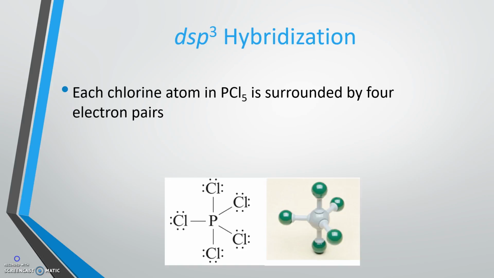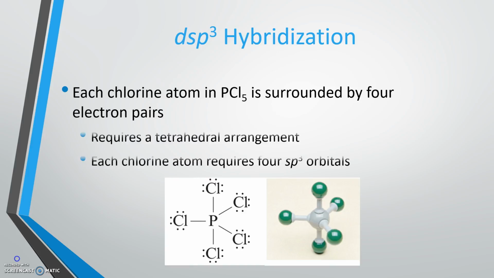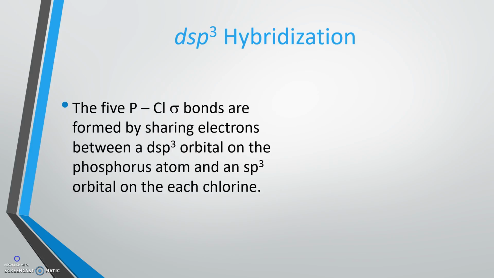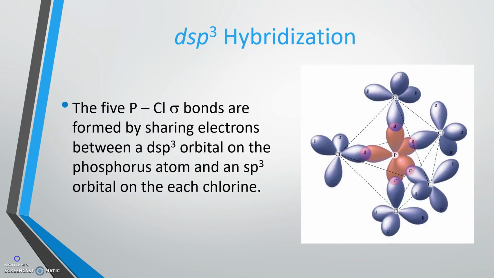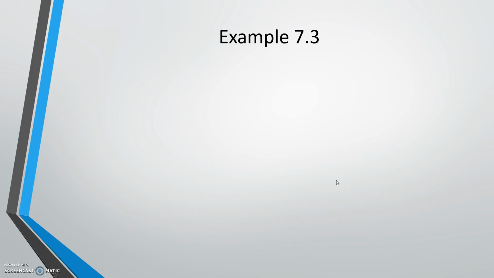of that atom. Each chlorine can also be looked at and is surrounded by 4 electron pairs, 1 bonded and 3 non-bonded. This requires a tetrahedral arrangement, and each chlorine has 4 sp3 orbitals. If we look at the molecule as a whole, the 5 phosphorus-chlorine sigma bonds are formed by the phosphorus and chlorine sharing electrons, the phosphorus in the dsp3, and the chlorine in the sp3 orbital. The remaining sp3 orbitals on each chlorine are holding the lone pairs.